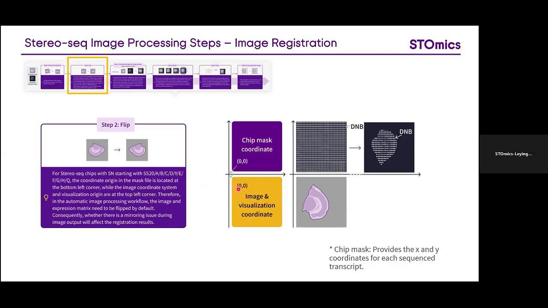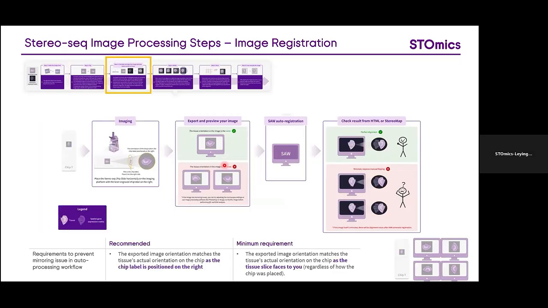However, the track lines alone cannot verify whether the flip was applied correctly during the QC. So probably we can have some pre-check to this. To avoid flipping errors, we would recommend you to strictly follow the imaging guidelines. Ensure the exported image maintains the same orientation, including the rotation and the flipping, as the actual tissue placement on the chip when the chip label is on the right side. By following this, you can avoid flipping issues in the final registration result.